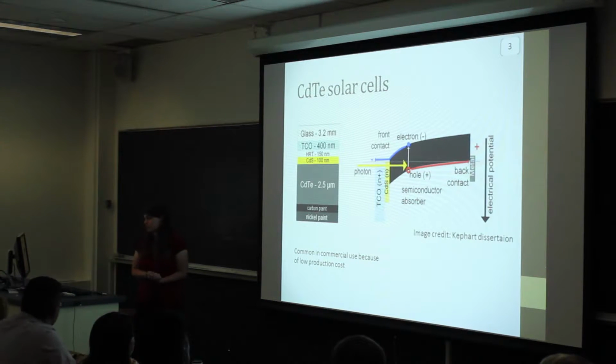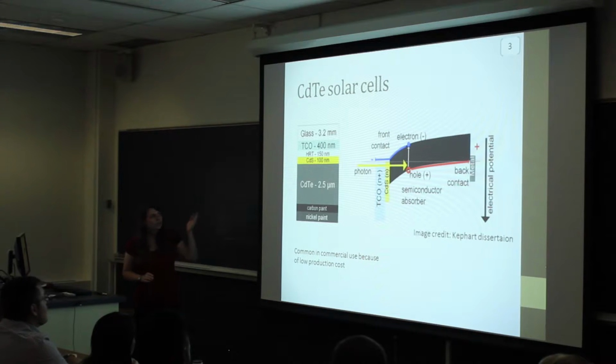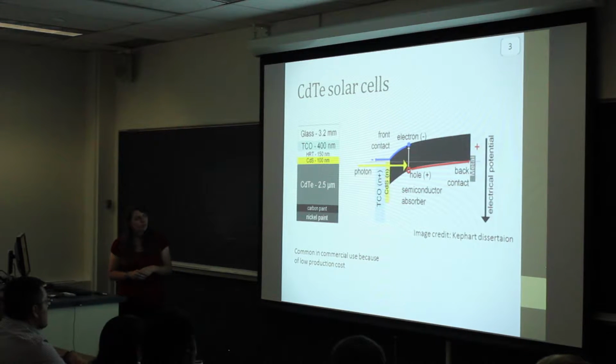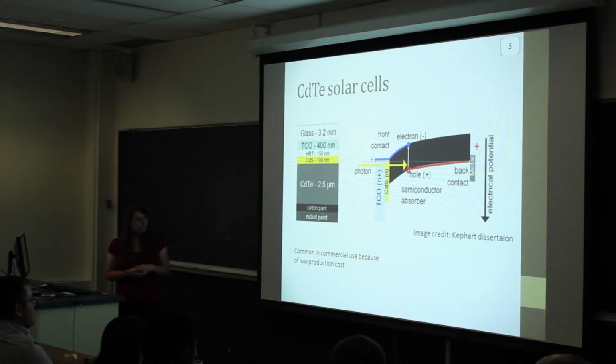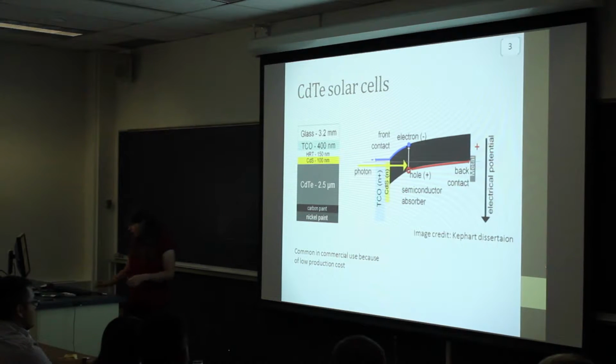So, cadmium telluride solar cells. This is an image of the basis of most cadmium telluride solar cells, and then there's also an image of how they work. Basically, you'll have light coming in, and it will hit your window layer, which is your N-type semiconductor. In this case, it's cadmium sulfide. And then it will go through to your absorber layer, cadmium telluride, and it will create an open circuit voltage. Cadmium telluride cells are common in commercial use because of their low production costs.